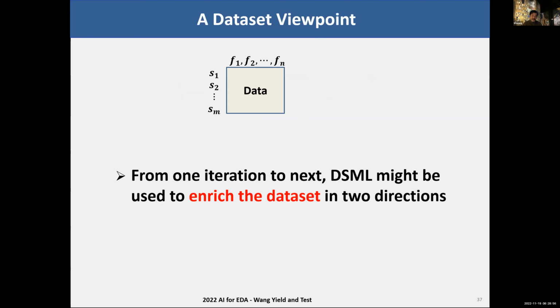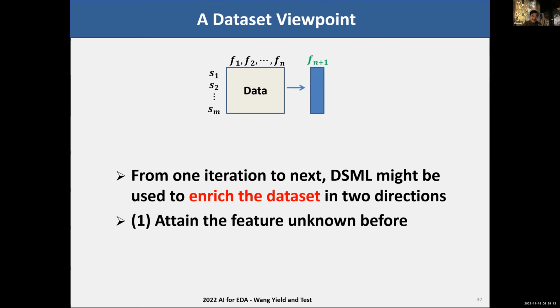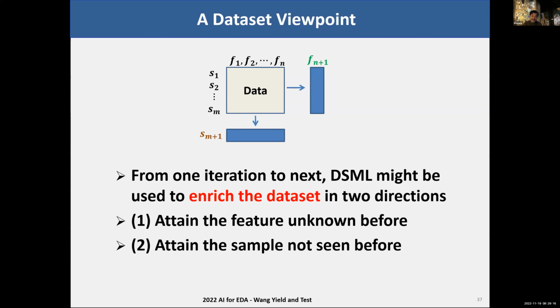And we can think about the picture I just talked about from a data set point of view. From one iteration to the next, our DSML might be used to enrich the data set in two directions. We want to attain the features unknown before, or we want to attain the samples not seen before.